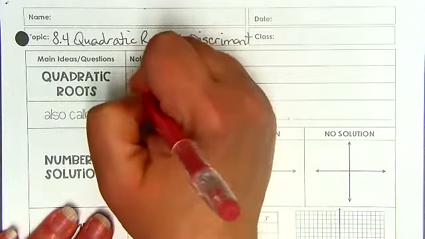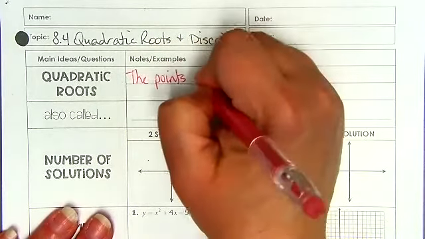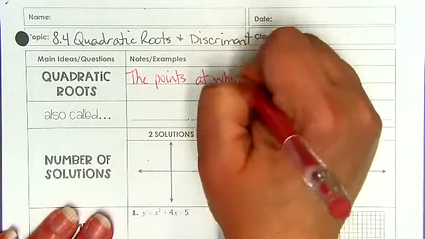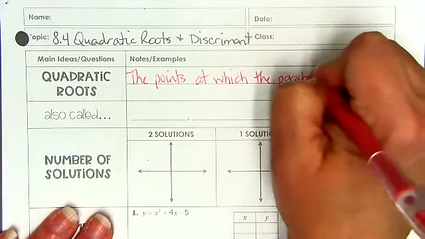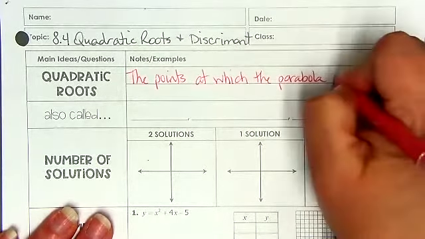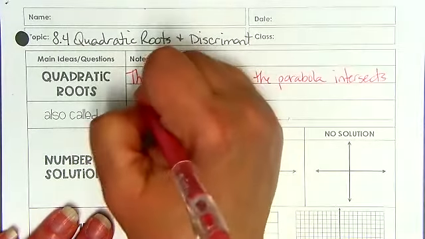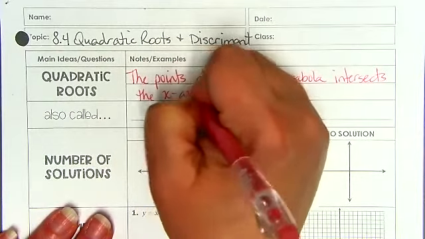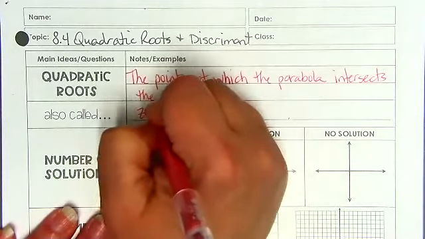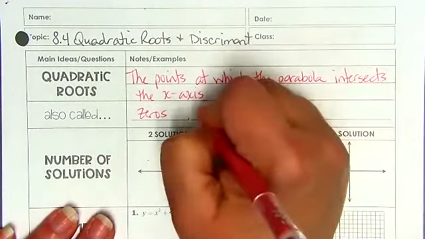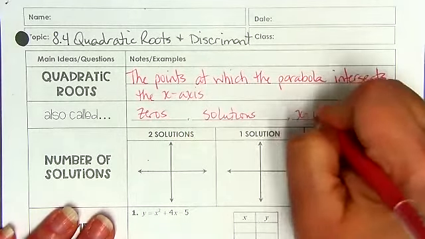So a quadratic root is the points at which the parabola intersects the x-axis. It is also called the zeros, the solutions, and the x-intercepts.